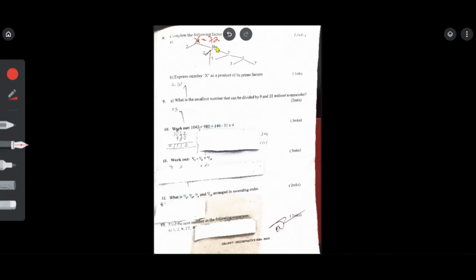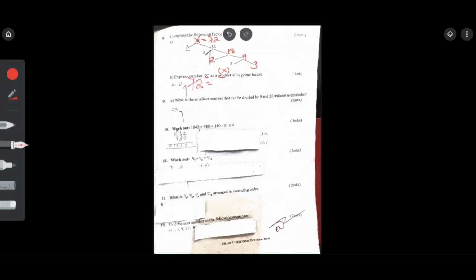Then 36 divided by 2, that only gives you 18. Then I believe this is 2. 18 divided by 2, that only gives you 9. This one is 2. Then 9 divided by 3 gives you 3. So that is how your diagram was supposed to be like. Now express x, and you say that x is 72 here. So express 72 as a product of its prime factors. Here is easy. Product means multiplication. So it's prime factors.